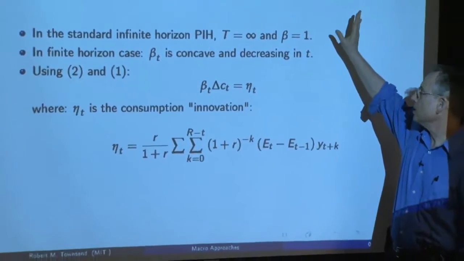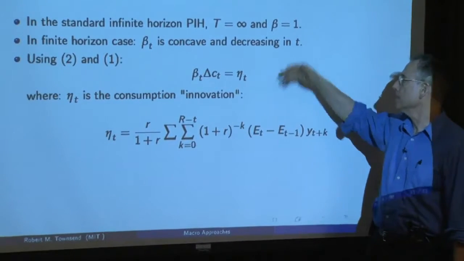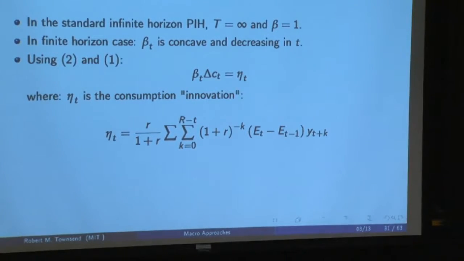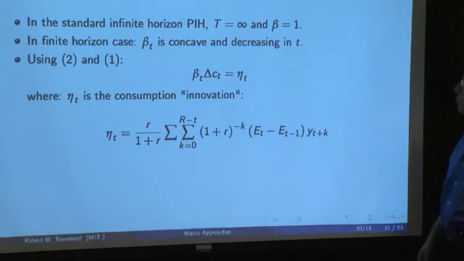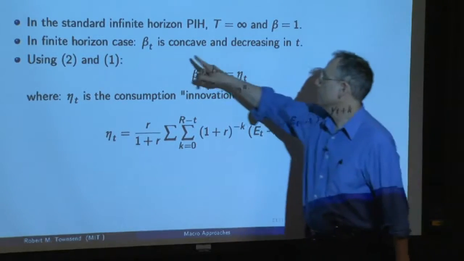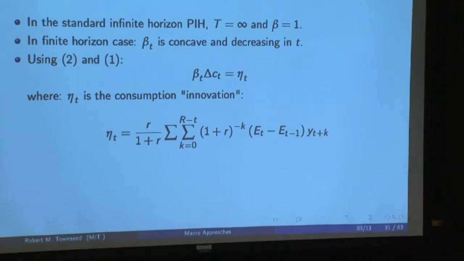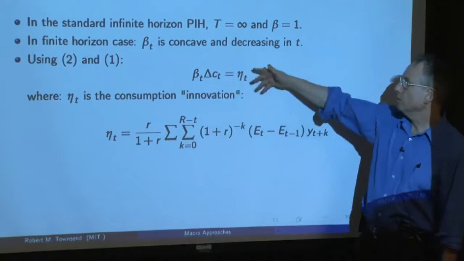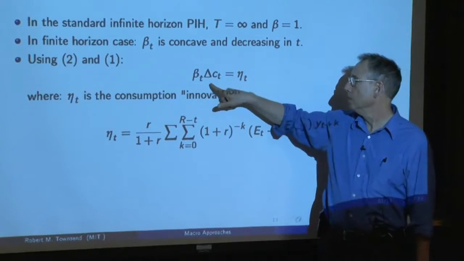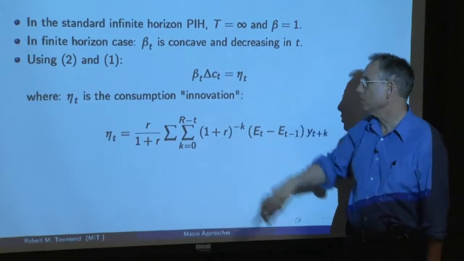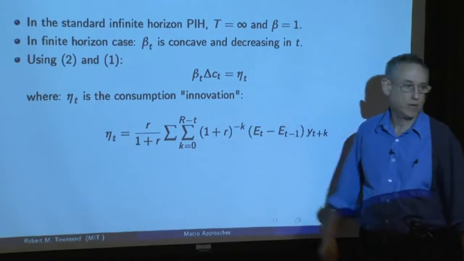The standard incomplete markets model had an infinite horizon and a discount rate equal to 1, or basically, beta times 1 plus r equals 1. In the finite horizon case, beta, that thing pre-multiplying consumption, turns out, if you stare at it, is concave. We're already beginning to anticipate these formulas, and decreasing in t. And if you go back to those two equations, you'll get a simplified version that beta t times the change in consumption is equal to this, quote, consumption innovation.